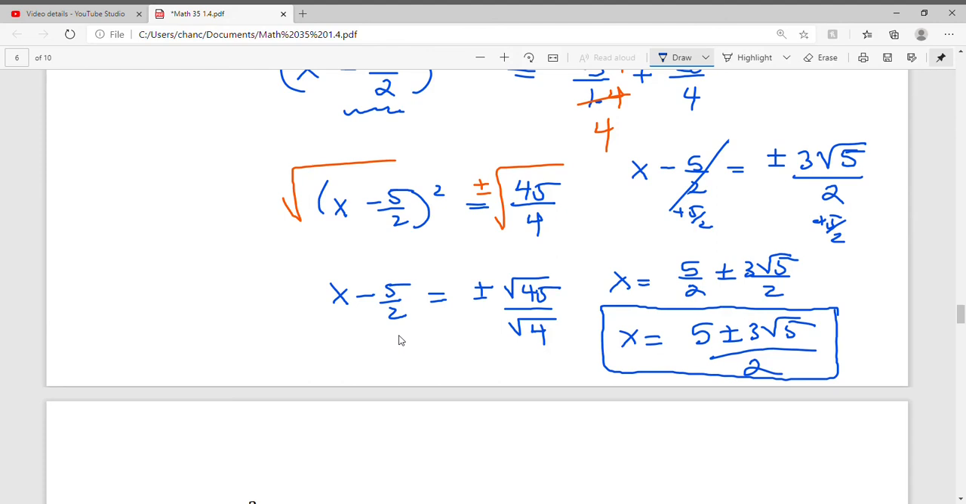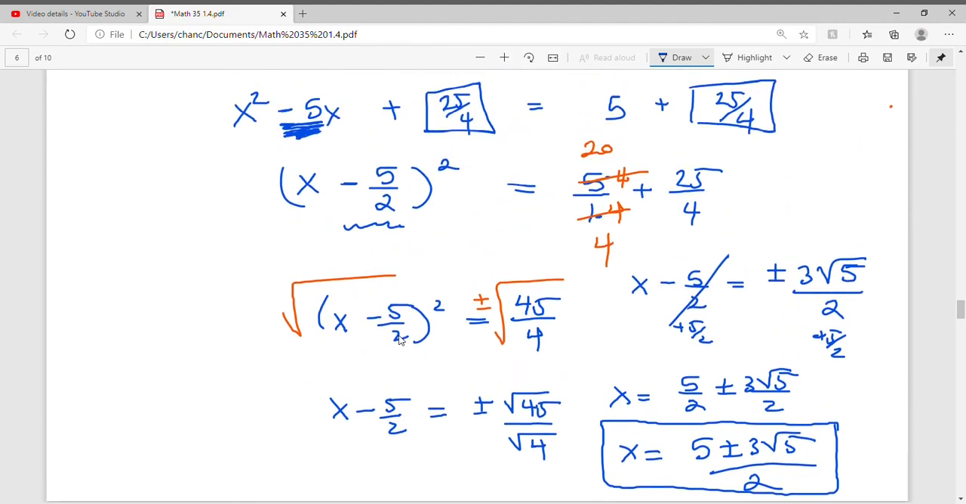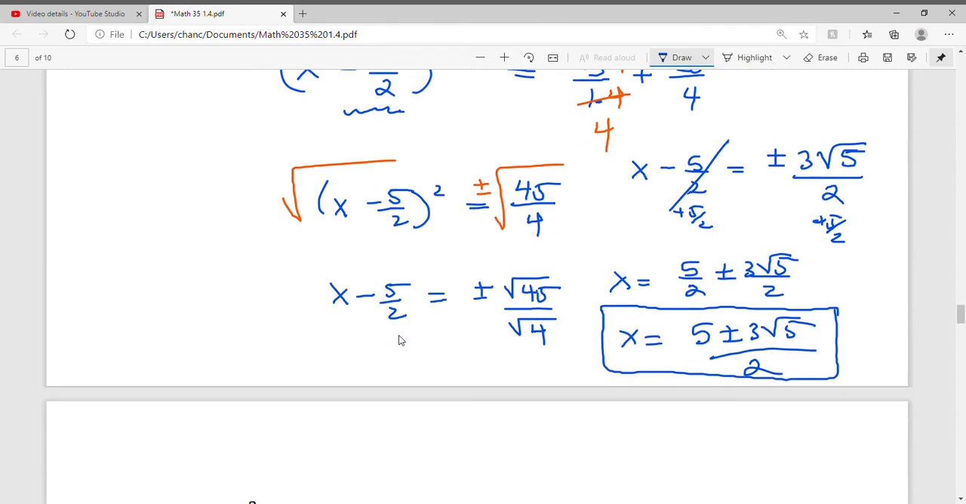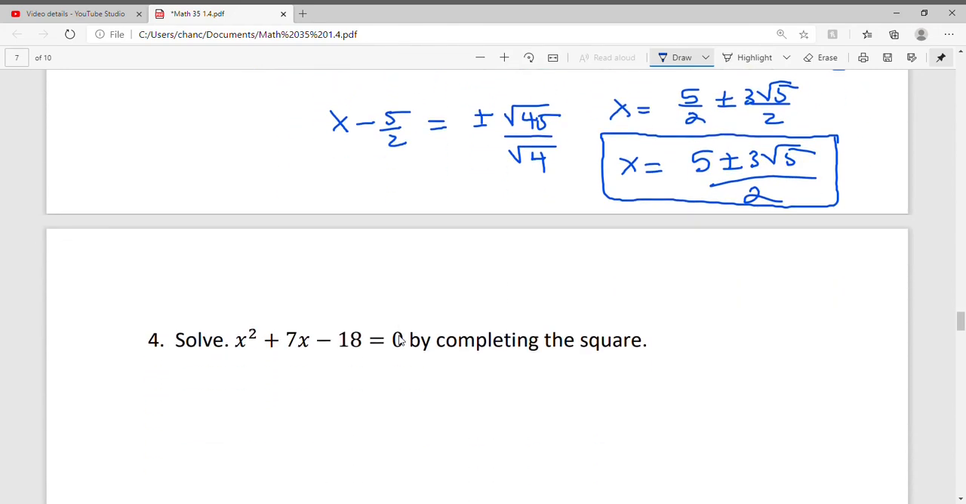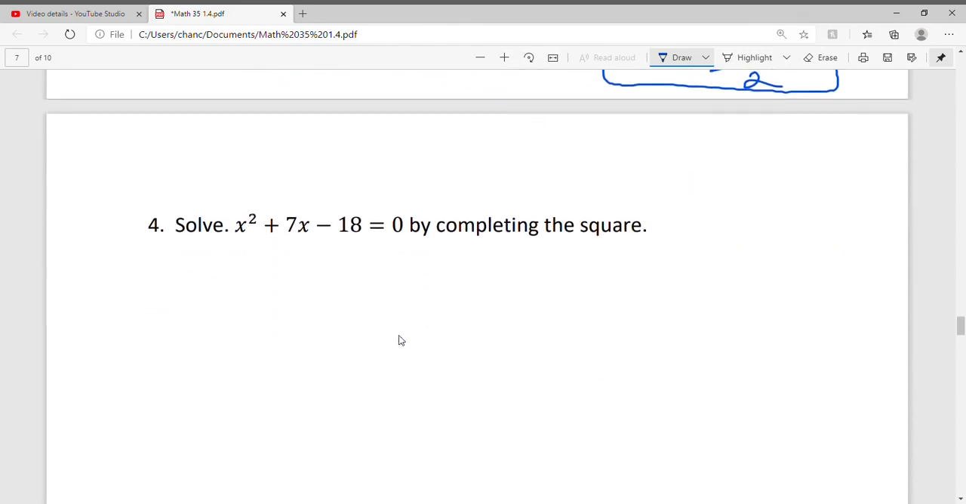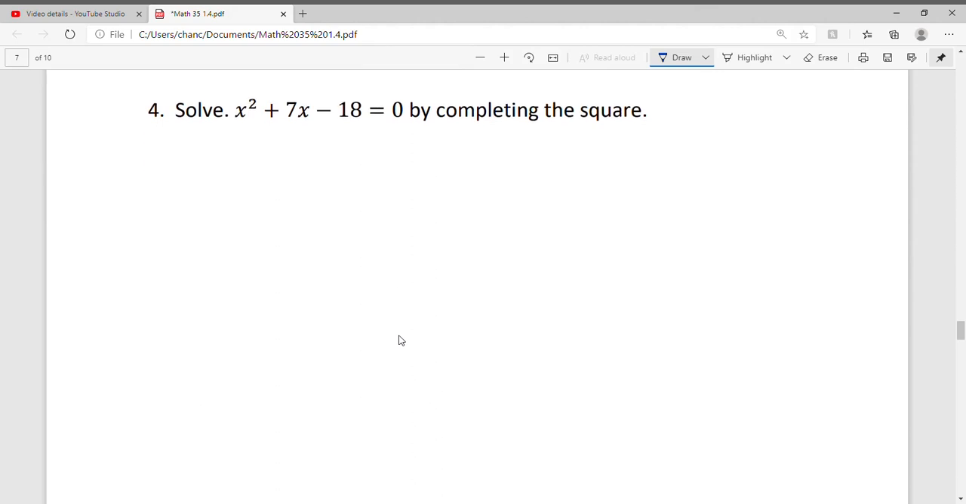Would I use this method for a regular homework question? Probably not. I would only use it if this middle term was even, then I would use completing the square. But since it's odd, it's a lot more difficult. I would rather use something else. And we're going to learn what that something else is. That something else is the quadratic formula. But we'll do that after we try another example.